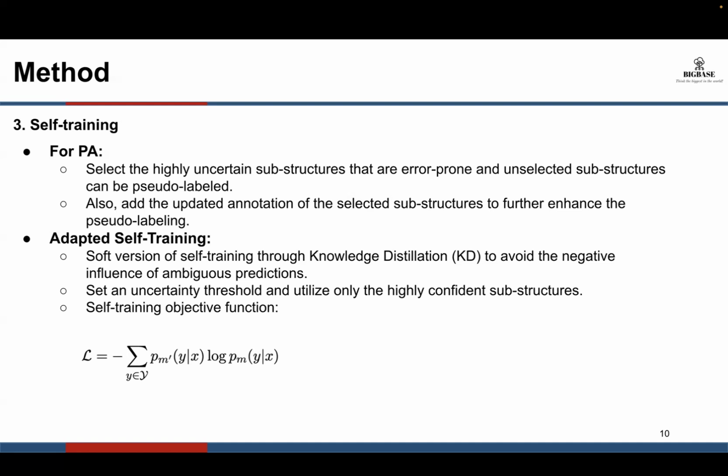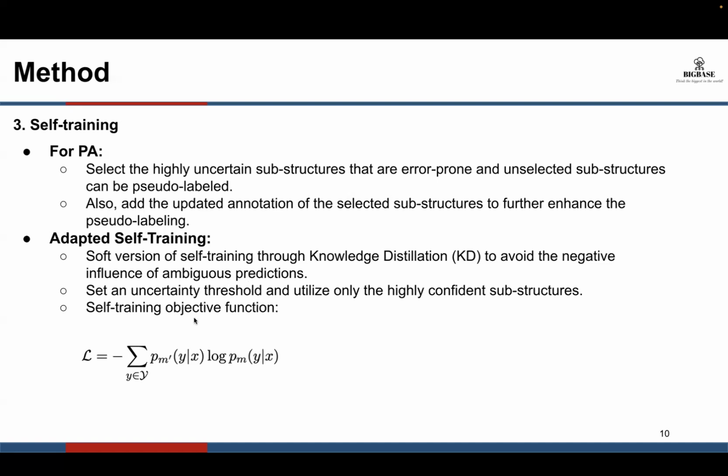So not only because of the self-training iterations, but also because of the increase in the annotation data here, the performance will increase. And they adapt a soft version of self-training to avoid the negative influence of ambiguous predictions. They set an uncertainty threshold and utilize only the highly confident substructures. Here, the threshold is the confidence score for self-training. So for this, we don't need ground truth labels. That's how they can do it.